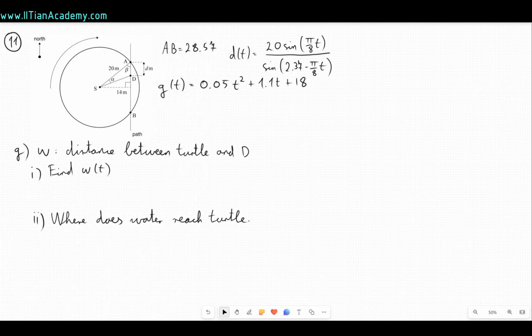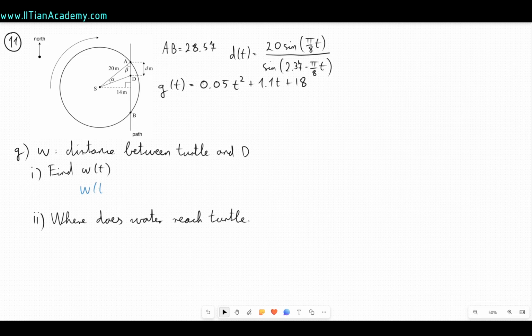So in part G, we are told that W represents the distance between the turtle and point D at time t seconds. We need to use our expressions from the previous parts to write an expression for W in terms of t. So what we can consider is that we have this d of t function and we have the g of t function, and the distance from the turtle to D will simply be the difference of these two values of these two distances.